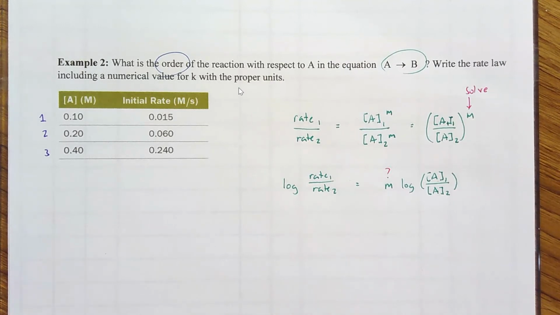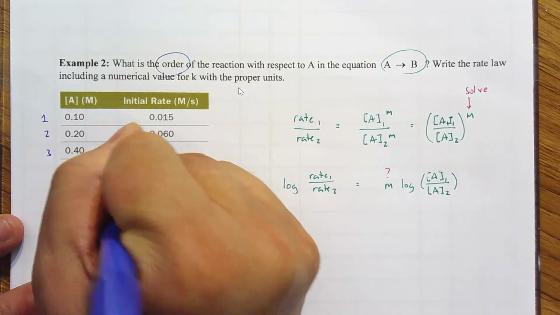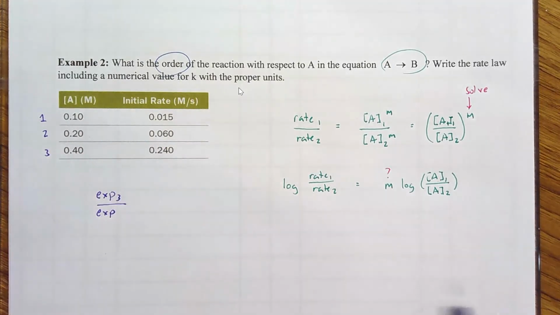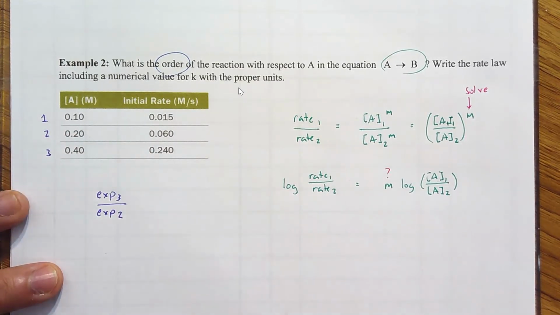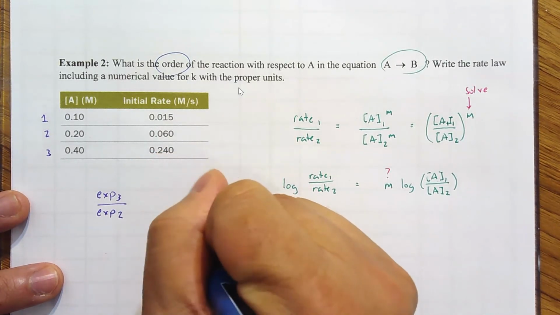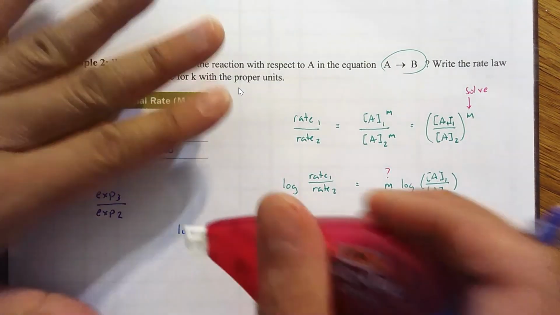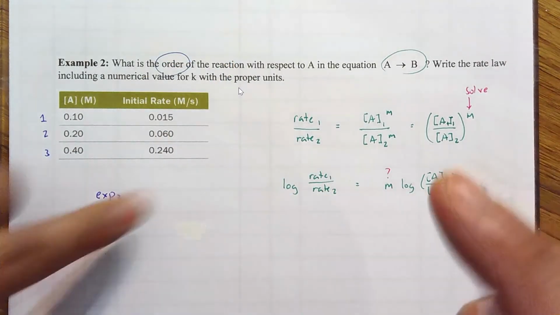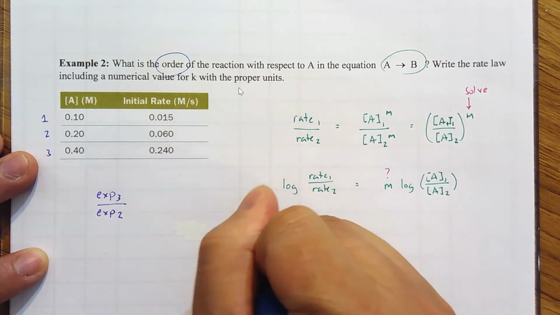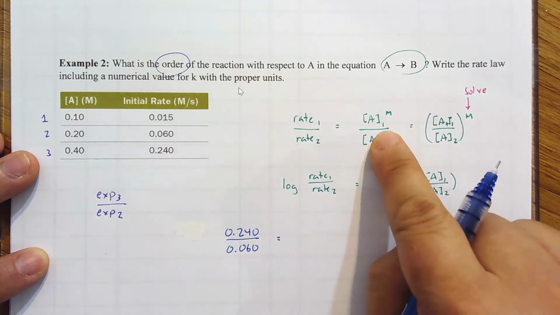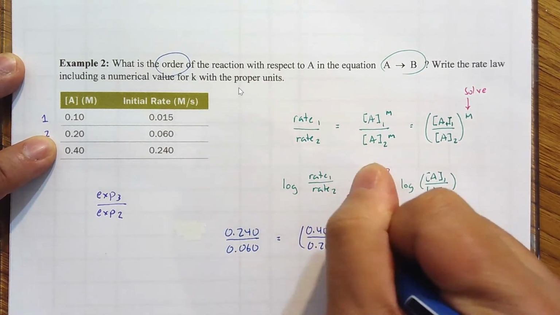Now you could pick any two experiments. I guarantee you it's going to work. I like the idea that this is a pretty big rate, so I'm going to take experiment 3 over experiment 2. It doesn't matter, it could be 2 or 1. It will work out. Let me do it the way I would do this. I would use this equation. So the rate ratio is 0.240 divided by 0.060 equals the concentrations 0.40 over 0.20 to the m.